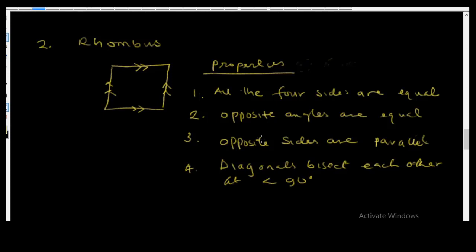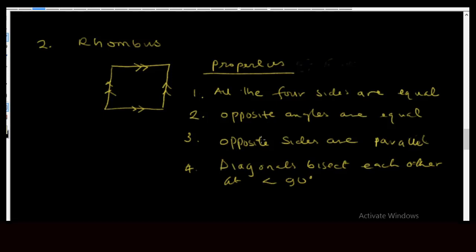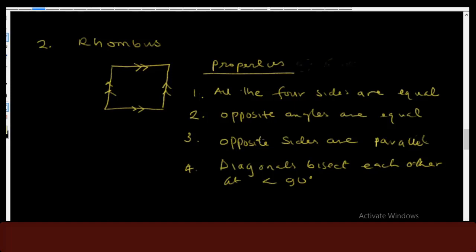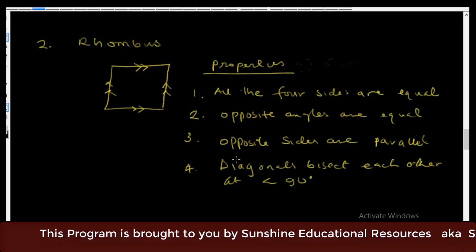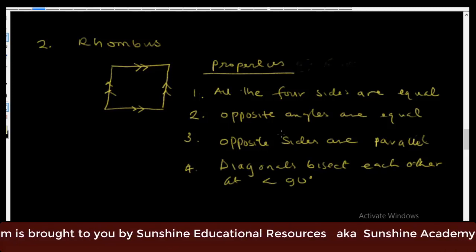All four sides are equal. Number 2, opposite angles are equal. Number 3, opposite sides are parallel. And number 4, diagonals bisect each other at 90 degrees. These properties are very important because these are the properties we're going to use to solve problems involving a rhombus as we proceed. So let's move to the next quadrilateral.